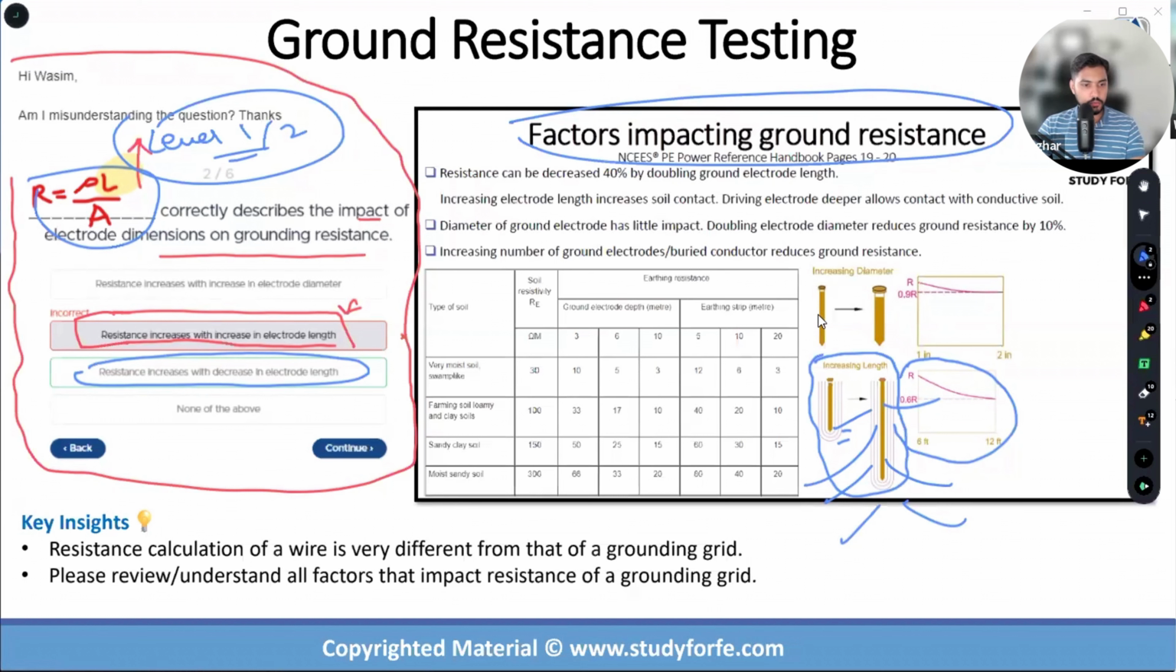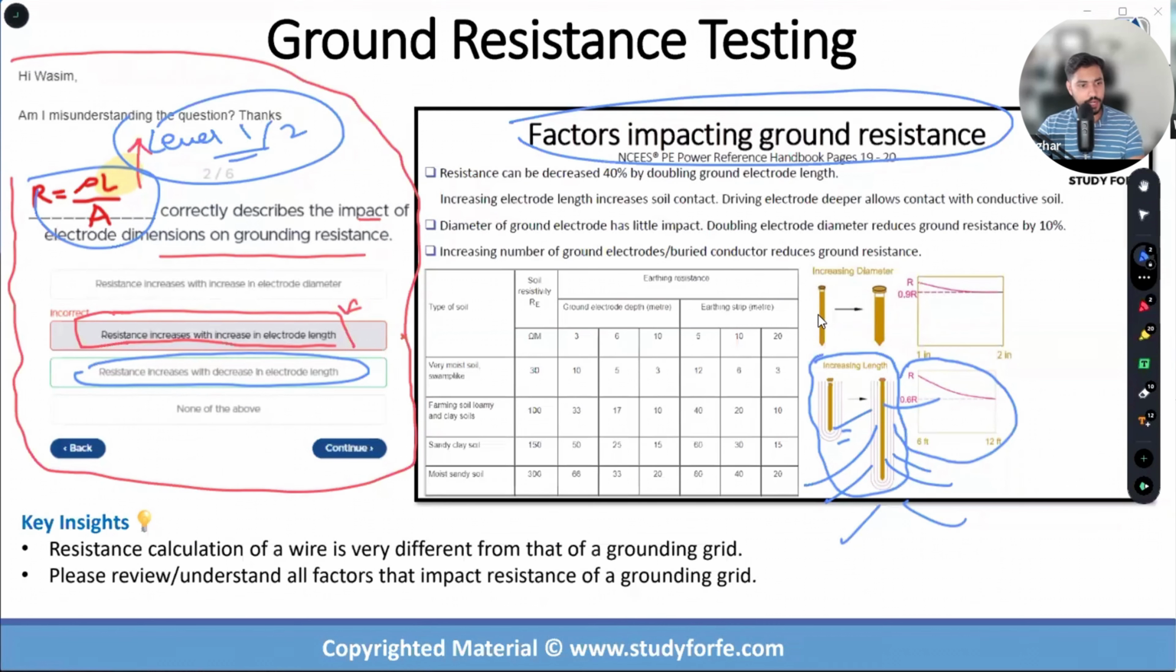Anyone from Florida, South Florida? Anyone? I think in Louisiana as well, it would probably be the same case. If you dig deeper, what happens? What happens to the water table? Swamps, right? You actually get more and more contact into the moist soil, correct? And soil resistivity is going to go down.